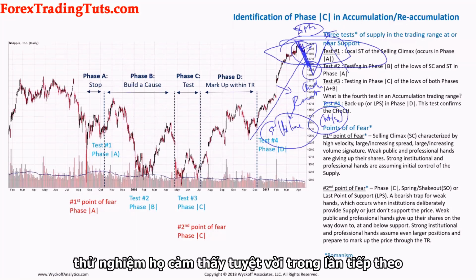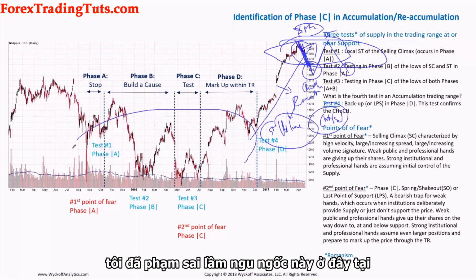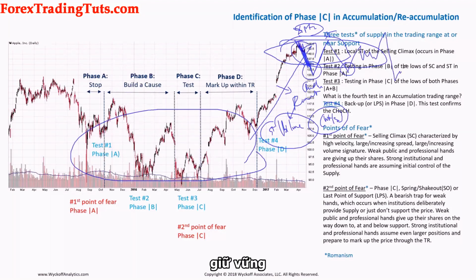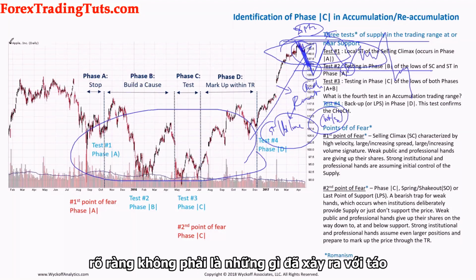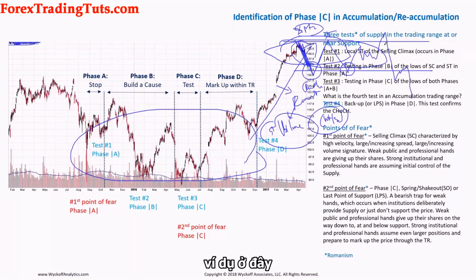On the next reaction to the downside, they're saying, I made this stupid mistake here at the original accumulation to get out of the position, and every time it was going up after I got out. So I'm going to hold on to this. Okay, well, holding on. And what happens in the distribution? Obviously not what happened with Apple at this time, but I'm just giving you an example here.